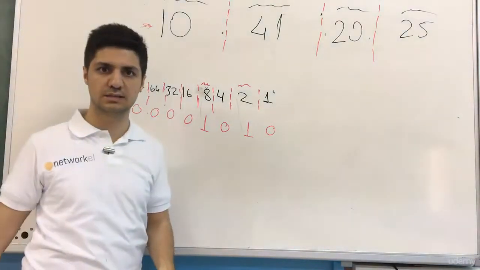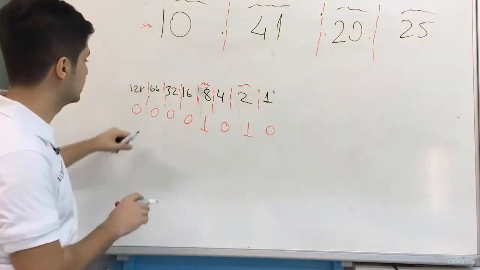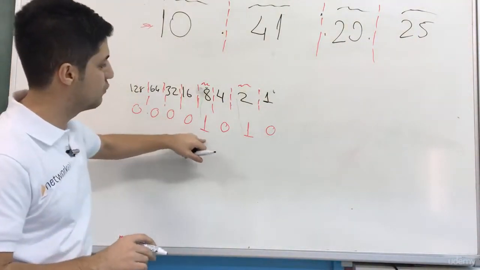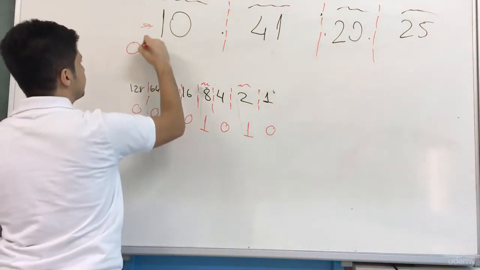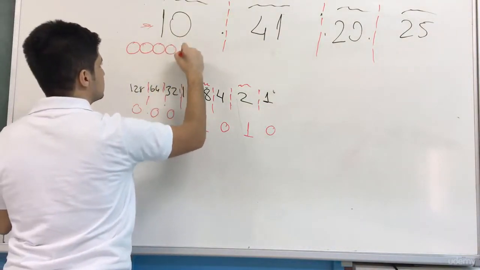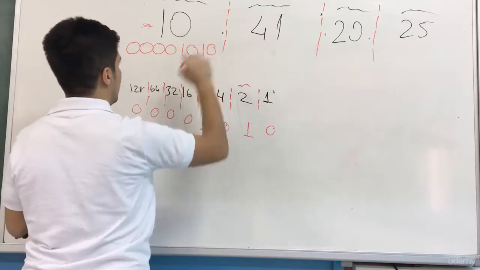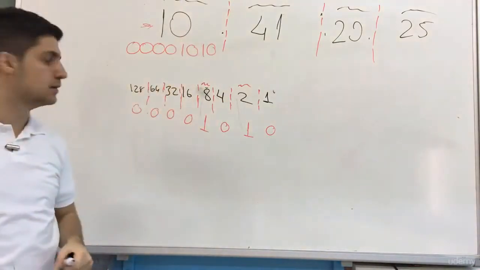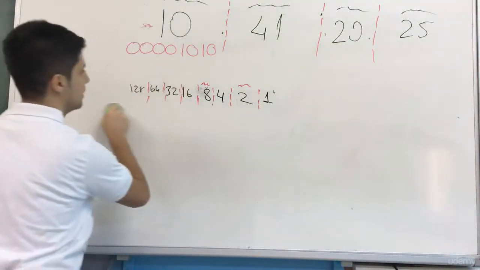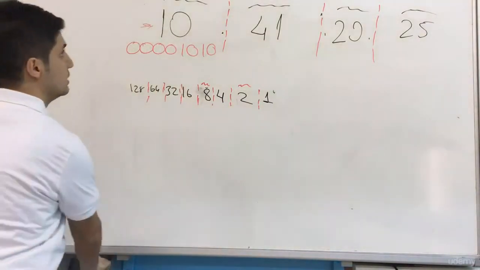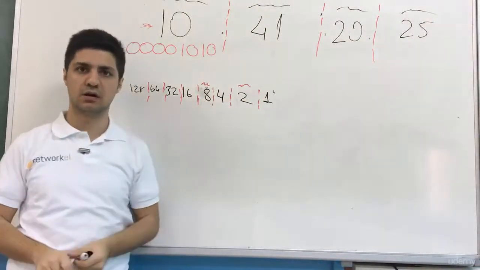That's so easy, as you can see. Let's go. I'm writing this 0, 0, 0, 0, 1, 0, 1, 0. All right, that's my 10. Let me clean my 10, and I need to get the 41 now.